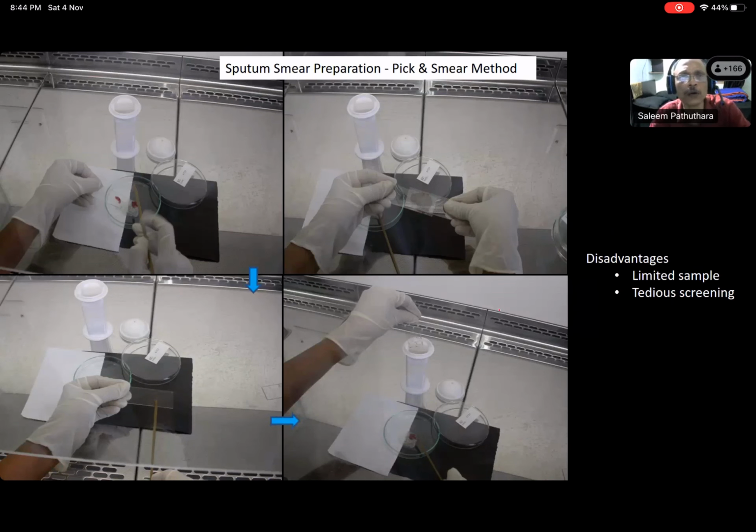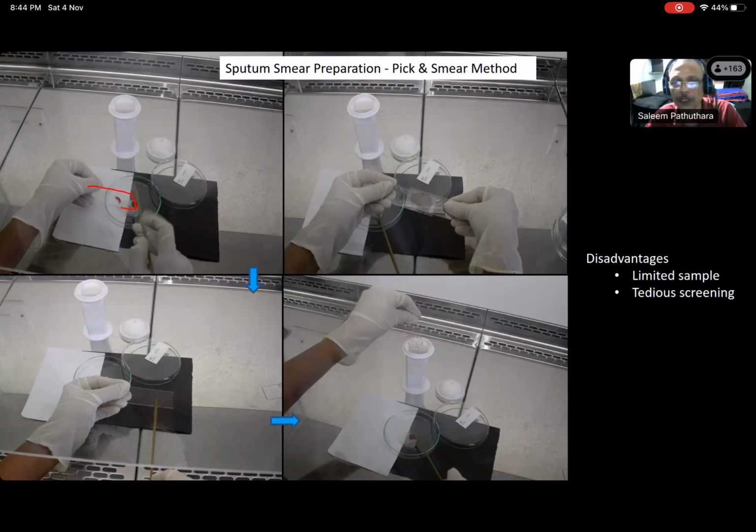Now, how do we prepare it? We usually prepare by the pick and smear method. For the pick and smear method, take a glass slide. You can see the slide, and holding the slide in a vertical position, slowly pick up the material with the help of an applicator stick onto the slide, and this material can be spread with the use of the stick. Slowly spread on the slide in a thin, even manner. And if it is very rubbery or tenacious, we can crush the material with the help of another slide, and using the stick, spread it further to make a monolayer smear.